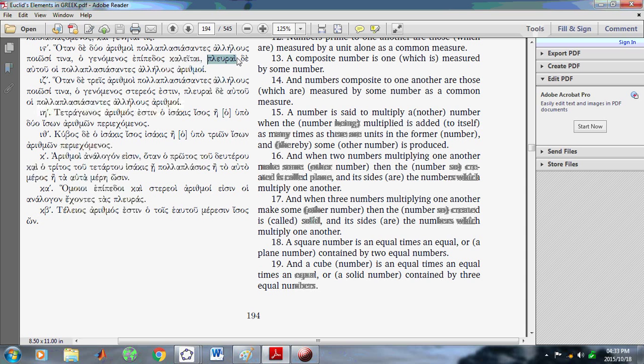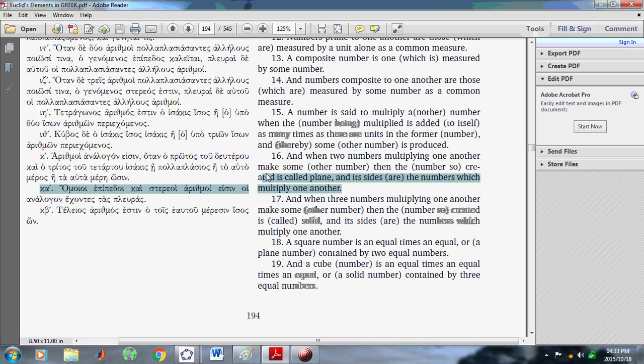Plevre means sides, and this big word that you see here, pollaplasiantes, means when they're multiplied, and arithmi means the number, dyo means two numbers, otan means if, or when. Now, in English, the definition is this on the right-hand side. And when two numbers multiplying one another make some other number, then the number so created is called plane, and its sides are the numbers which multiply one another.